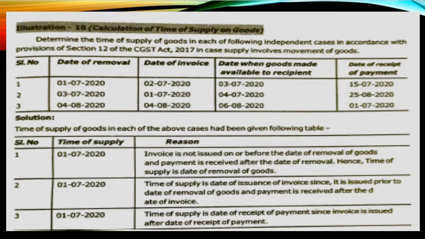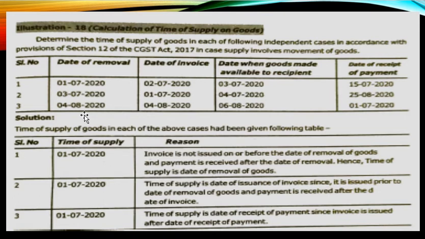Now let us get into the next problem, illustration 18, calculation of time of supply of goods. Determine the time of supply of goods in each of the following independent cases in accordance with provision of section 12 of the CGST Act 2017, in case supply involves movement of goods. Any supply which is made involving movement of goods will come under section 12 of CGST Act 2017. The same scenario is given, three cases: date of removal, date of invoice, date when the goods are received by the buyer, and the date on which the payment was made.